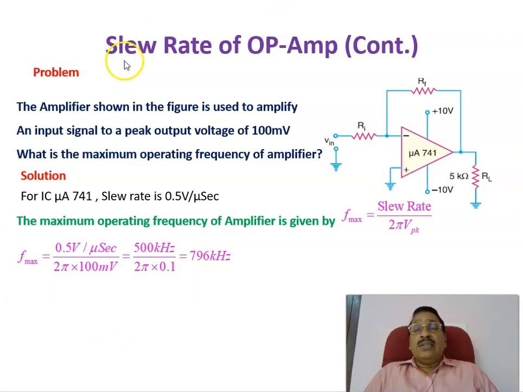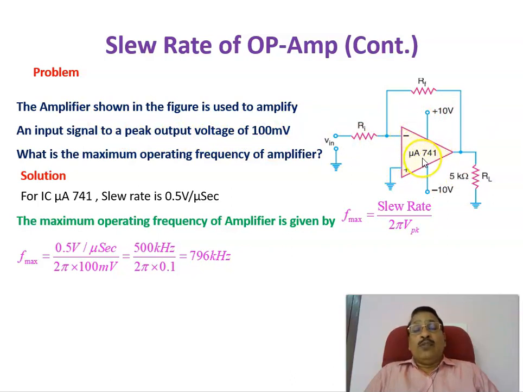Just to show the significance of the slew rate of an op amp in the maximum frequency that can be used, a problem is given in which the amplifier shown in the figure is an inverting amplifier with feedback resistance RF, input resistance R1, and load resistance RL. It is used to amplify an input signal whose peak output voltage is 100 millivolt. What is the maximum operating frequency of the amplifier? That is decided by the slew rate of the op amp.